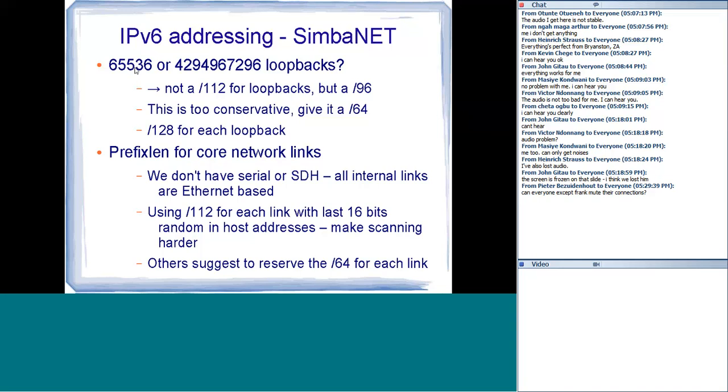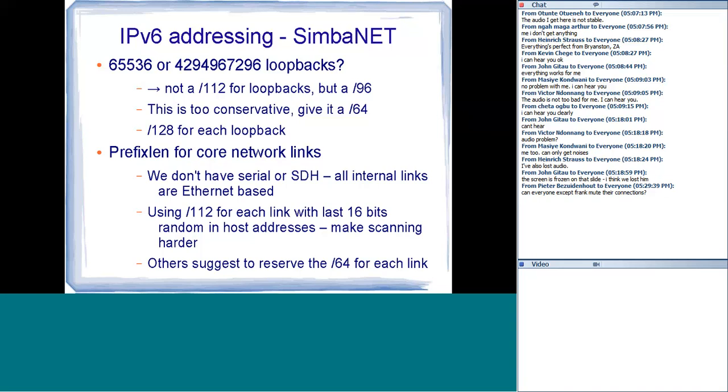So I was thinking whether it should be 65,000 or 4 billion. And because we have enough addresses, I decided for the 4 billion. So it's a /96 reserved for loopback addresses, not just a /112. But now I know that it's too conservative. We should really give a /64 for the set of all the loopback addresses for all the devices in your network, in my opinion. But that one is reserved anyway, in this case.